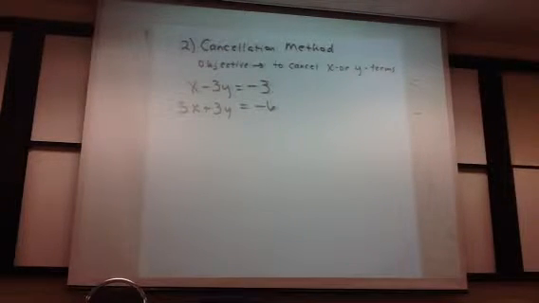When you have a scenario like this, in which opposites are wonderfully obvious, everybody see the opposites? They're just sitting right there, -3y, +3y, opposites. When opposites are wonderfully visible and accessible, hey, just add the two equations together. That's why this is sometimes called the addition method as well as the cancellation method. You just add the two equations together.